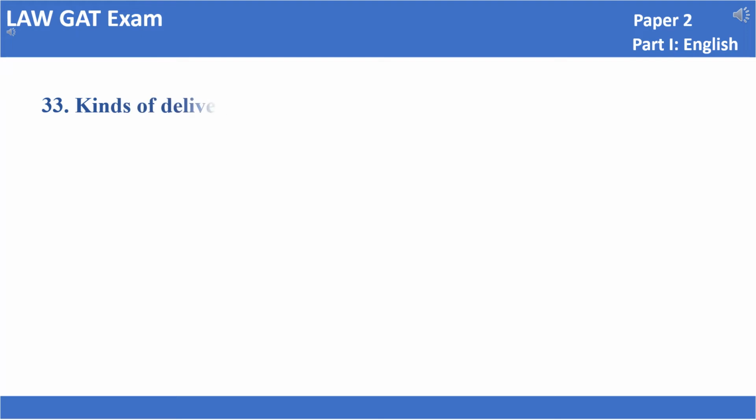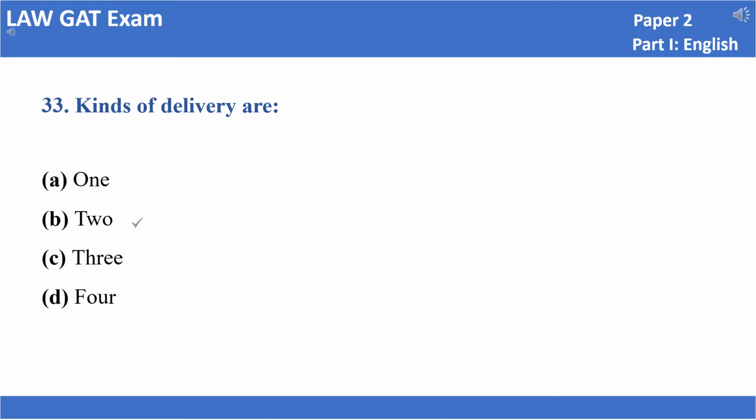Kinds of delivery are option A, 1, option B, 2, option C, 3, or is it option D, 4? The correct answer is option B, 2.